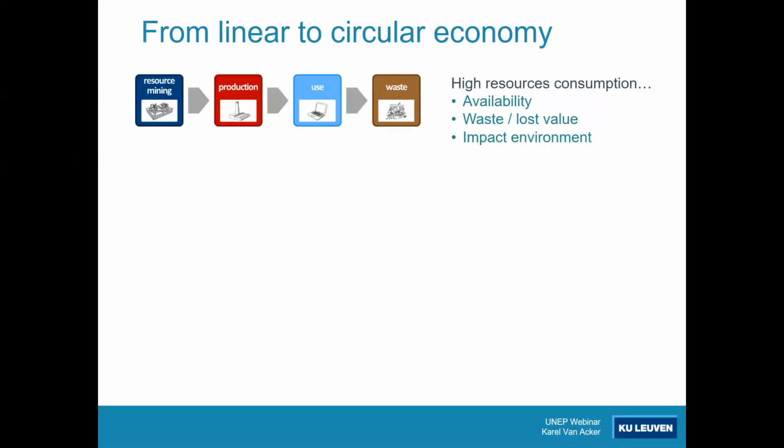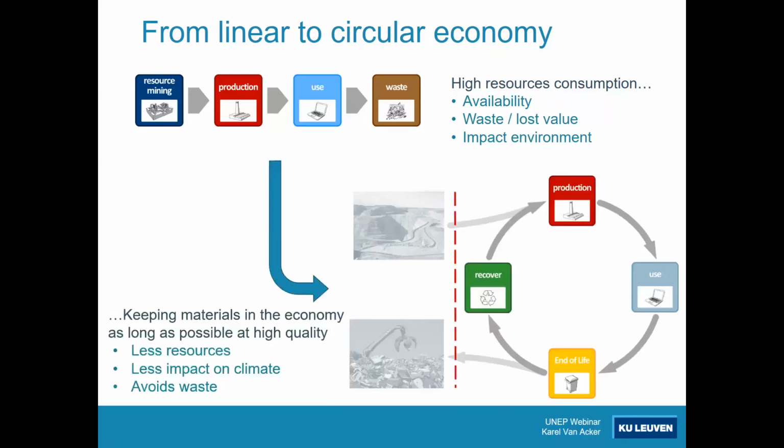So we do that in a very linear way. There is a high resource consumption that has effects on the availability of the materials, that has effect of the amounts of waste we are producing, and it has an effect on the environment. So we should go towards a more circular way of organizing the life of electronics and other products. We have to keep actually the materials that we once extracted, we have to keep them in the economy as long as possible and at a high quality of these materials.